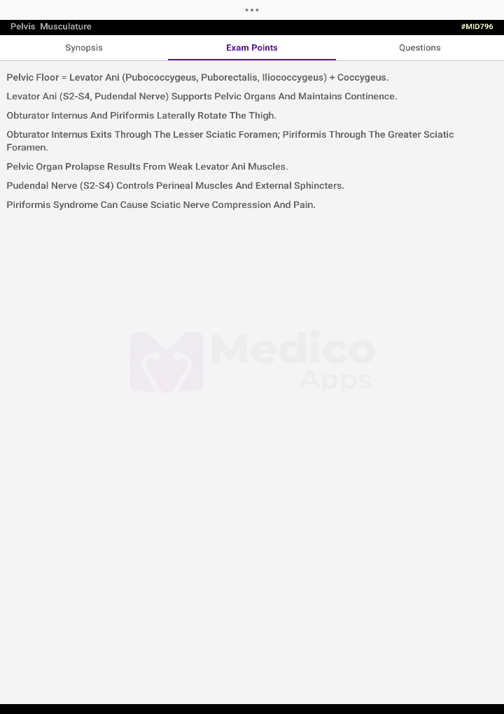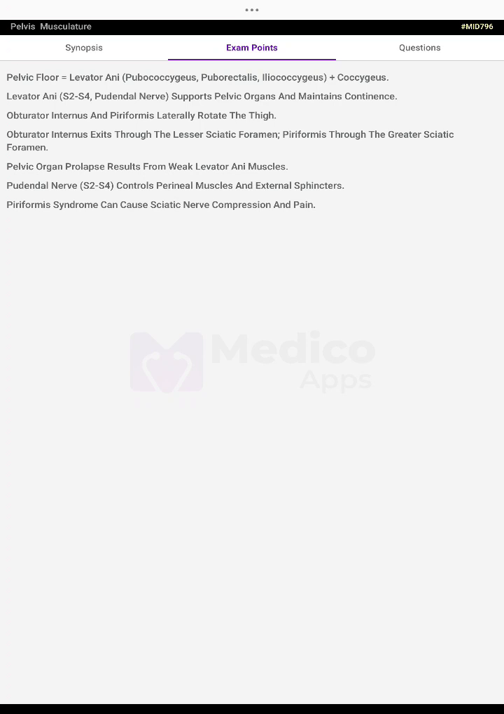Pelvic floor: levator ani, including pubococcygeus, puborectalis, and iliococcygeus, plus coccygeus. Levator ani, supplied by the S2 to S4 pudendal nerve, supports the pelvic organs and maintains continence. Obturator internus and piriformis laterally rotate the thigh. Obturator internus exits through the lesser sciatic foramen. Piriformis exits through the greater sciatic foramen.